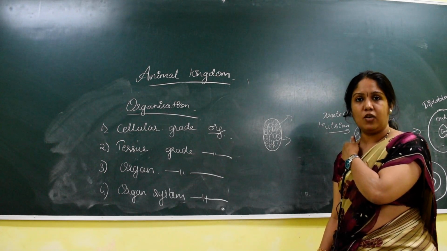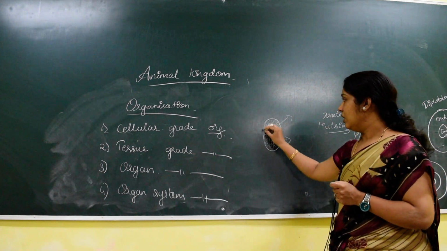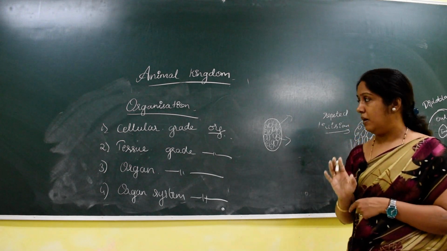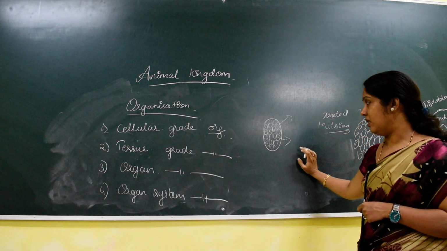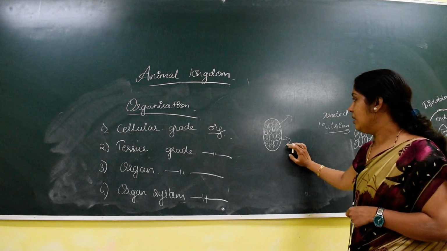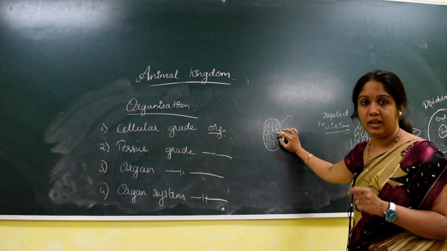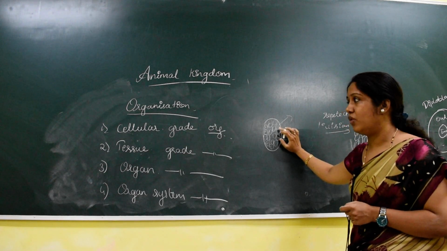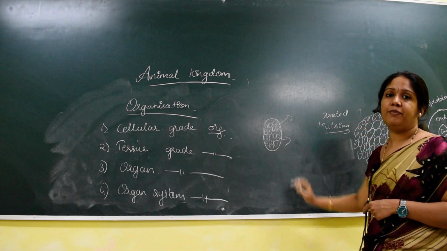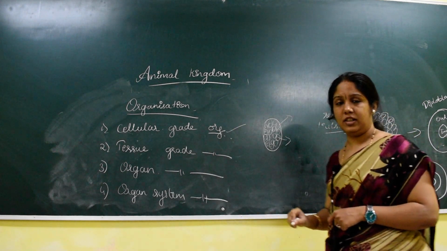So cellular grade of organization is an organization where there is a multicellular organism. They are not unicellular, they are multicellular. The organism is made up of many cells, but there is no formation of tissue in this organism. Number of cells are there, but there is no formation of tissue. Hence, different cells are involved in different functions. So that is called cellular grade of organization.